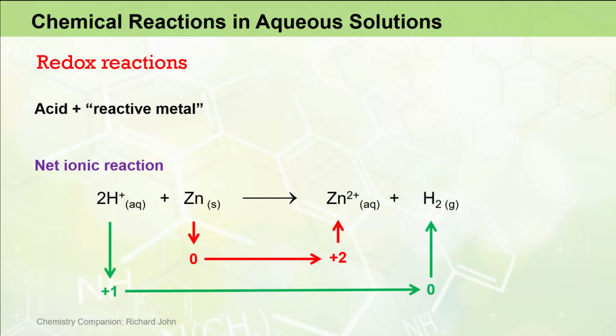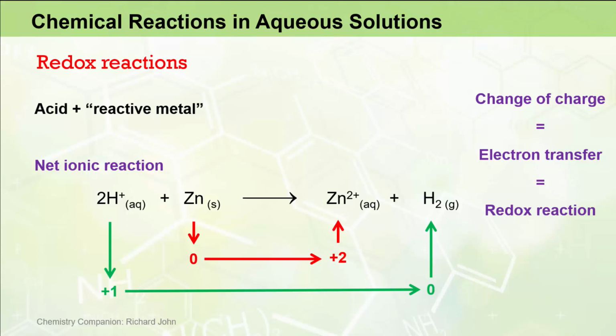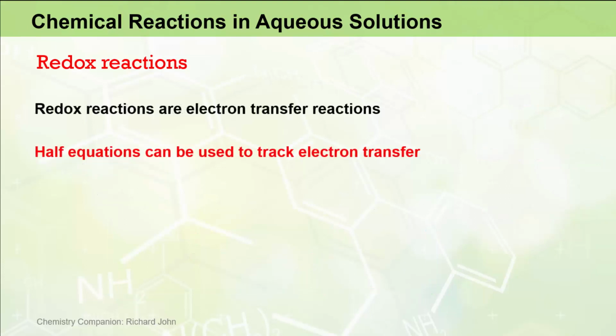It turns out that this change of charge actually equates to electron transfer processes between the reacting substances, where one reactant loses electrons from its electron cloud and the other reactant gains those electrons. And often in these redox reactions, the challenge is to track the electron transfer and determine exactly which substance is losing electrons and which substance is gaining electrons. To do this, we use the concept of half equations to help us out.